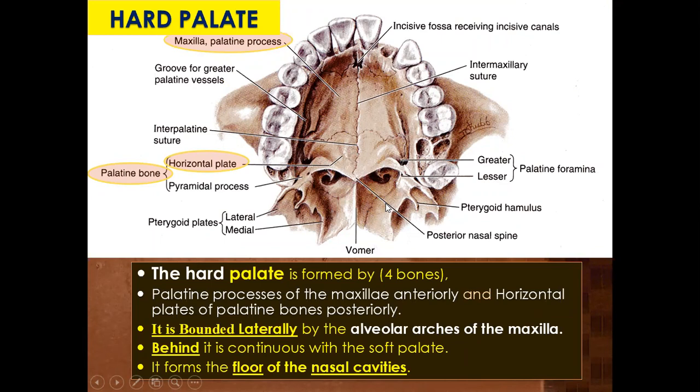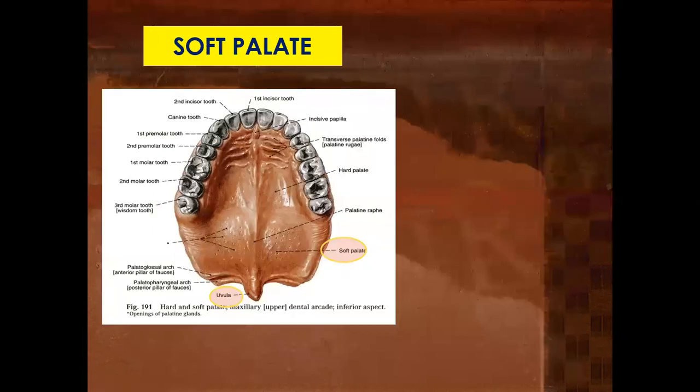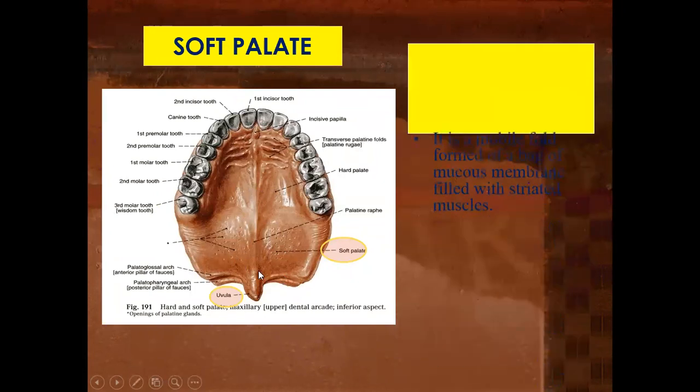It forms the floor of the nasal cavity. This bony part is not only forming the roof of the oral cavity but also the floor of the nasal cavity, which is above. Now you can see here, this is the soft palate behind. So here is the bony part, the hard palate. Now behind you can see the soft palate.